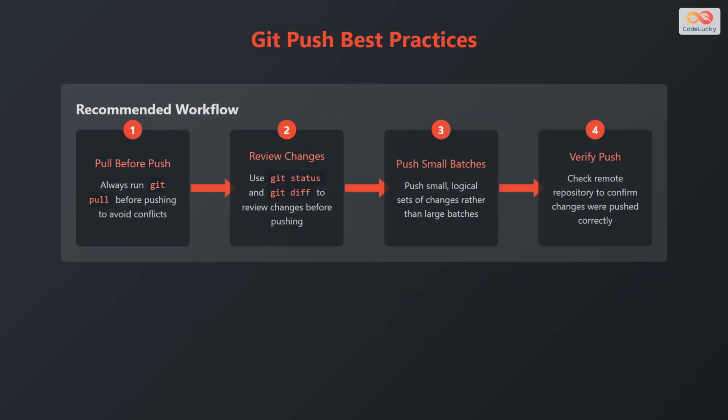Now let's discuss some best practices for using Git Push. Step 1 is pull before push. Always run git pull before pushing to avoid conflicts with remote changes. Step 2 is review changes. Use git status and git diff to review your changes before pushing. Step 3 is push small batches. Try to push small logical sets of changes rather than large unwieldy batches. Step 4 is verify push. After pushing, check the remote repository to confirm that your changes were pushed correctly.